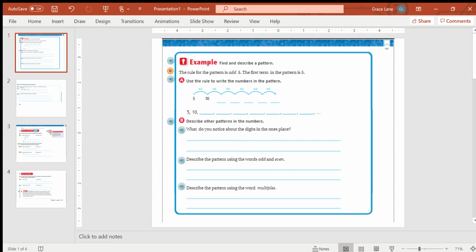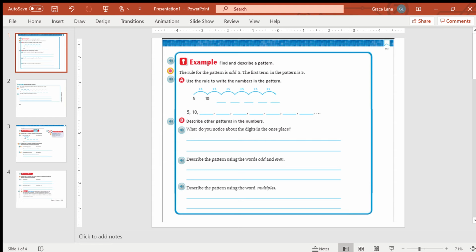So we are on page 312 in your math journal. You need a pencil. Maybe a multiplication chart, although I don't know if that is really going to help you today. So again, page 312.